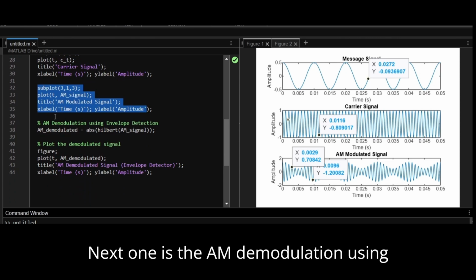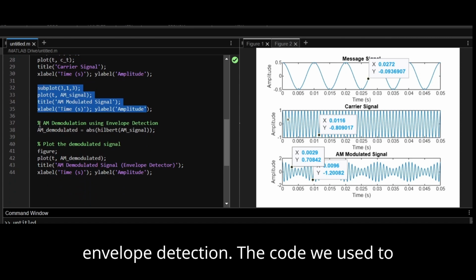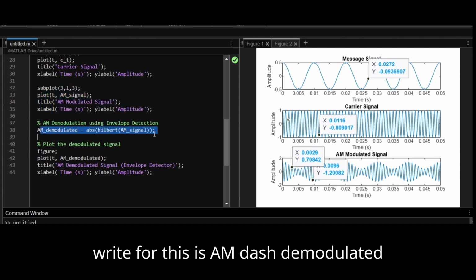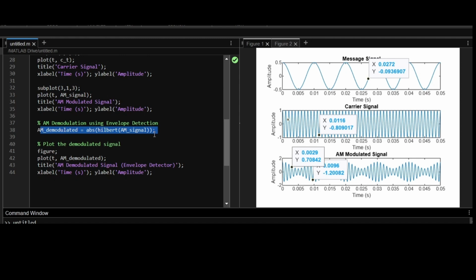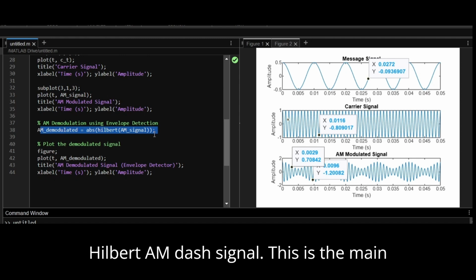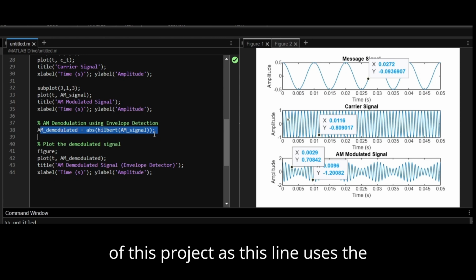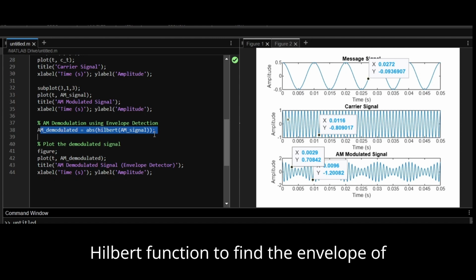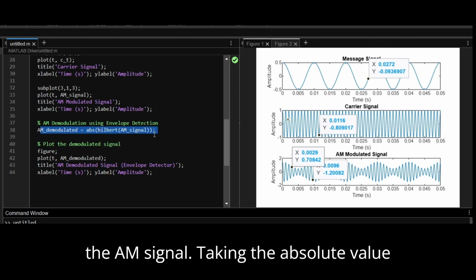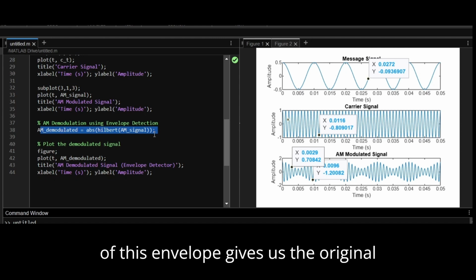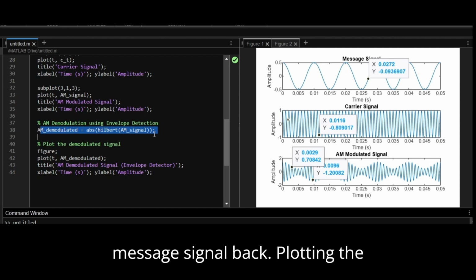Next one is the AM demodulation using envelope detection. The code we use for this is AM_demodulated = abs(hilbert(AM_signal)). This is the main line of this project, as it uses the Hilbert function to find the envelope of the AM signal. Taking the absolute value of this envelope gives us the original message signal back.